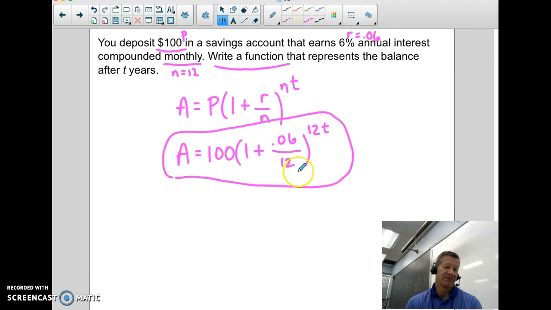So now, if we asked, well, how much money would be in this account in 10 years, you could just put a 10 in place of t and you could find your answer. And that's it. That's how you write a compound interest formula. Once again, good luck.